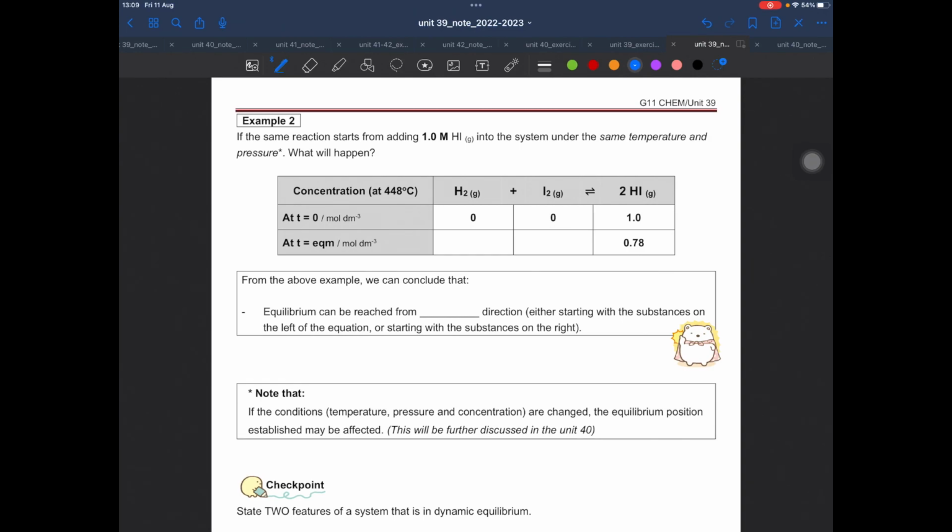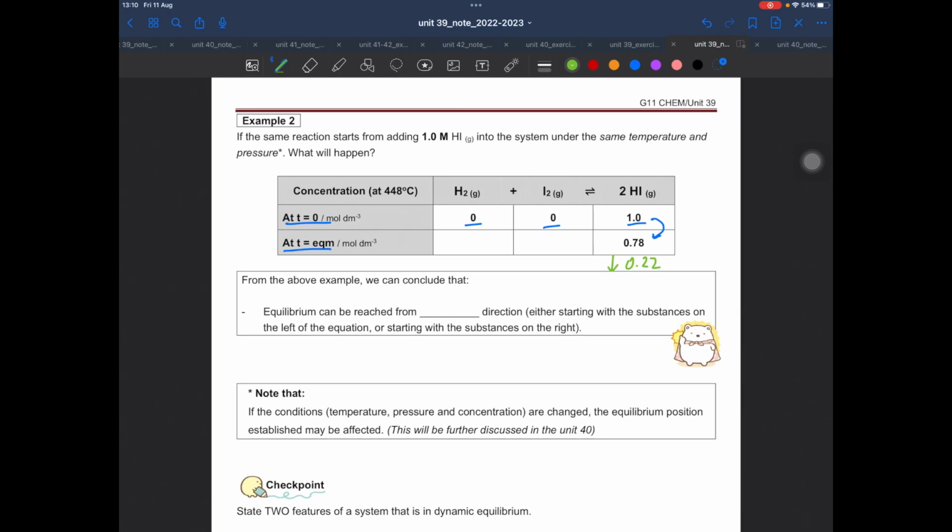You can see at time equals 0, there is no H2 or I2. Everything goes to HI. So at equilibrium, part of the HI decomposes. Again, please calculate from 1.0 to 0.78. So what is the amount of HI decomposed? It's easy, right? It's 0.21. Oh, sorry, 0.22.